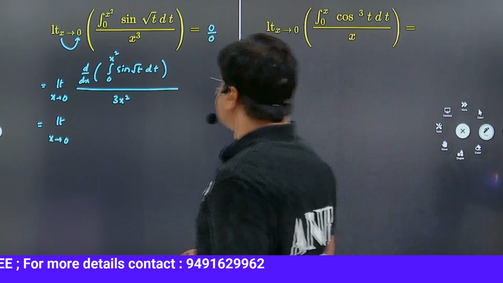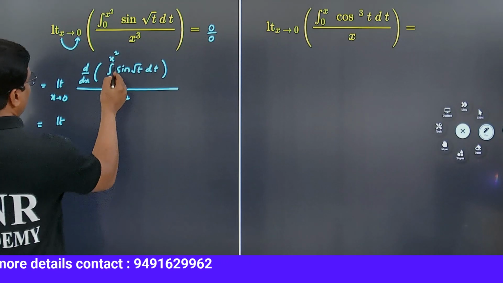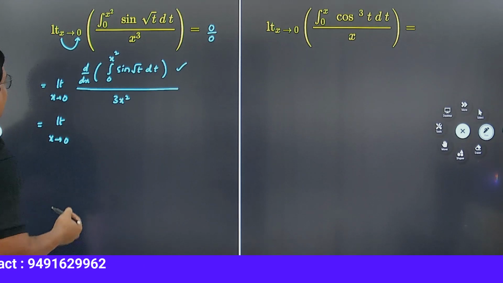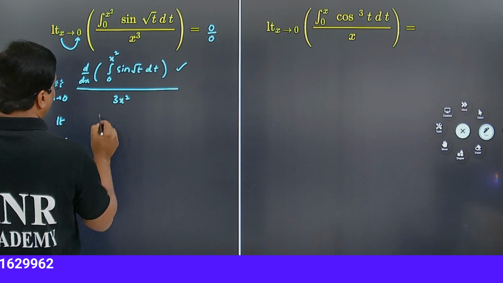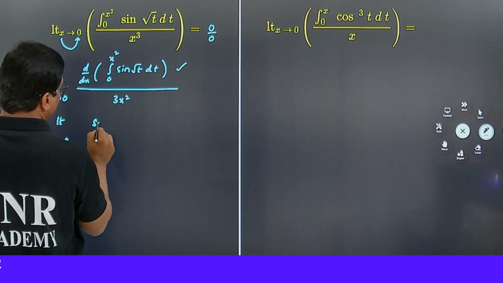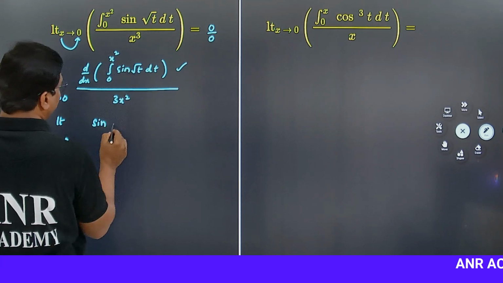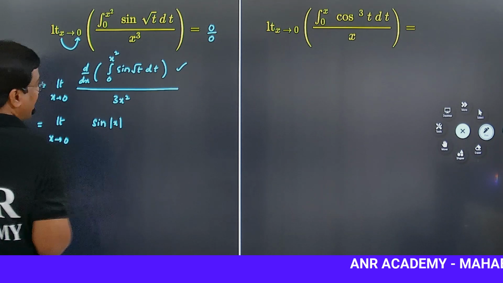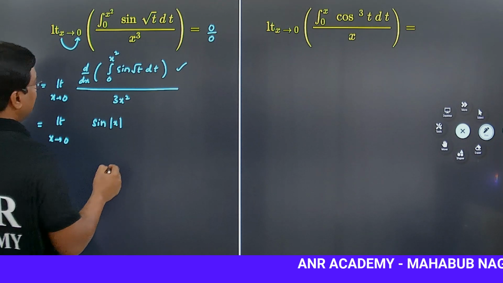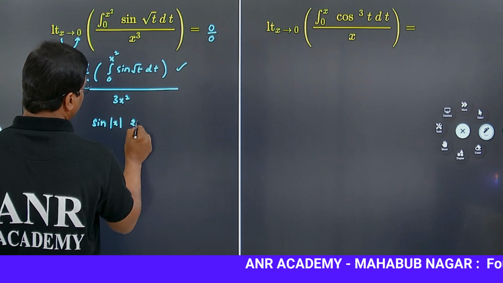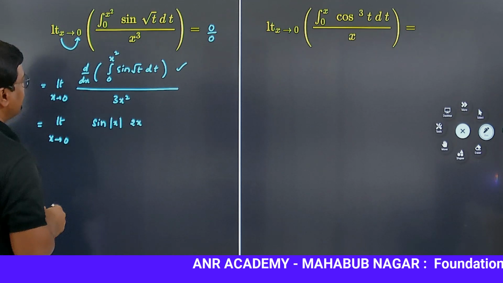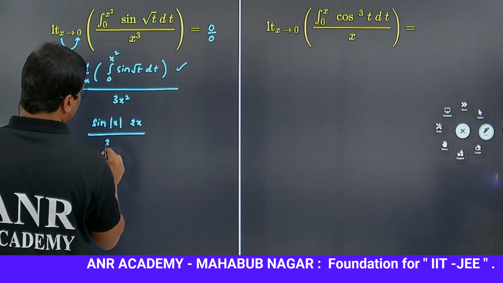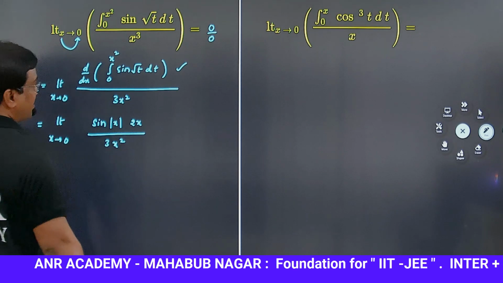Now limit x tends to 0. For the numerator I am going to apply Leibniz rule. What does Leibniz rule say? In place of t you have to replace the upper limit, root over x square, that is mod x, upper limit derivative 2x, next whole divided by 3 times x square.